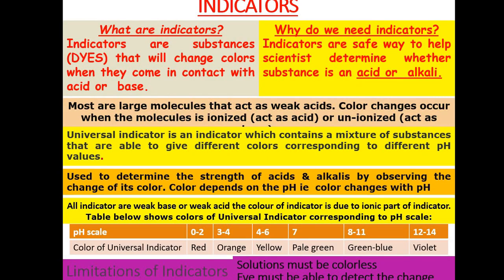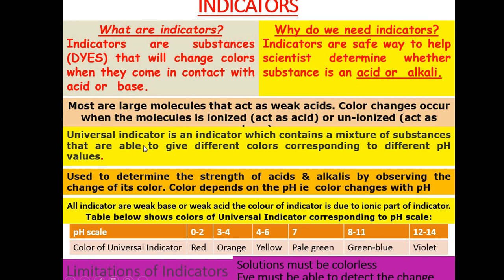Now, there are several methods to find out the pH value of different solutions. The first method is by using an indicator. So what is an indicator? Indicators are substances that change color when they come in contact with an acid or base. Indicators are a safe way to help scientists determine whether a substance is an acid or alkali.